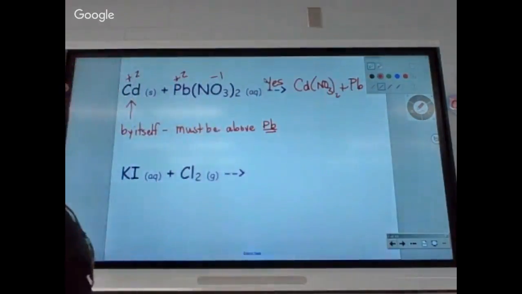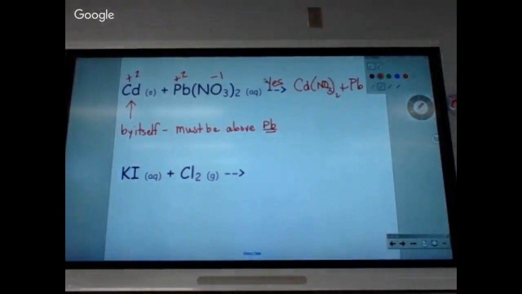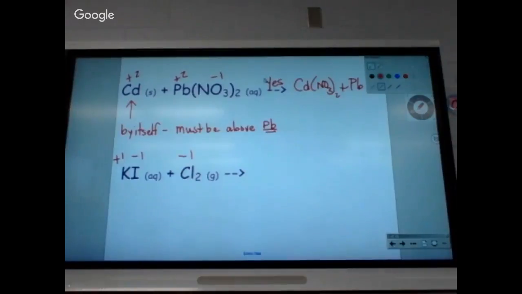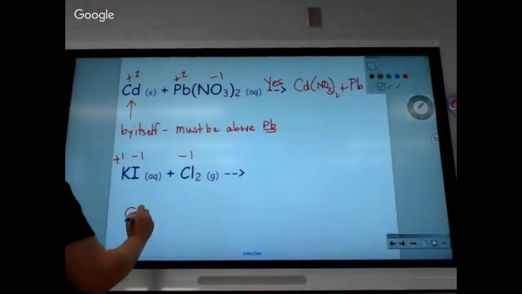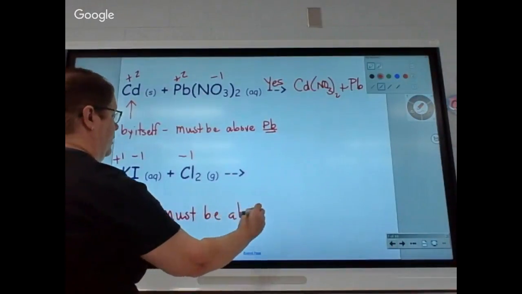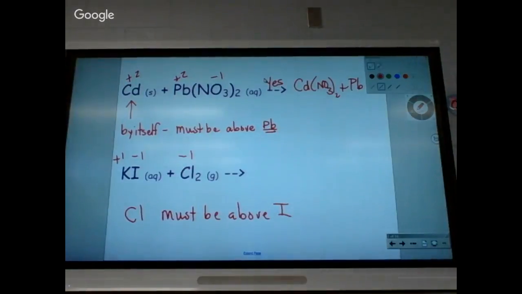Now, to do one we didn't do Friday. How is this one different? Well, somebody tell me K's oxidation number. All right, what's iodine? Okay, what's chlorine? Okay, so who has to be above who this time? Cl must be above I. Okay, so look at your charts and tell me if Cl is above I.